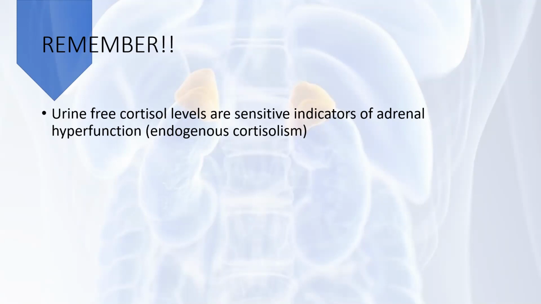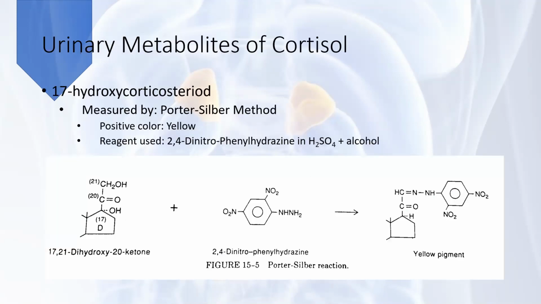Aba sir, ano naman po yung adrenal hyperfunction na yan? Ibig sabihin, excessive, no? Exogenous cortisolism. Alright. So meron tayong mga tinatawag na urinary metabolites of cortisol. Number one, we have your 17-hydroxycorticosteroid. No? Again, remember guys that we have what we call your 17-hydroxycorticosteroid.